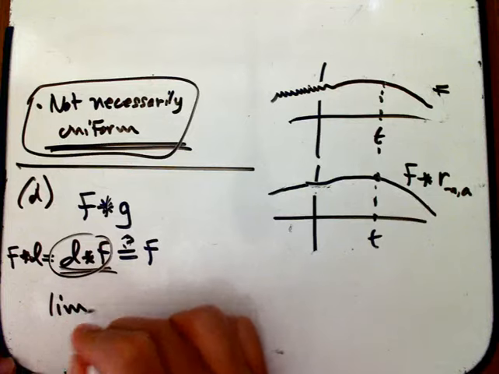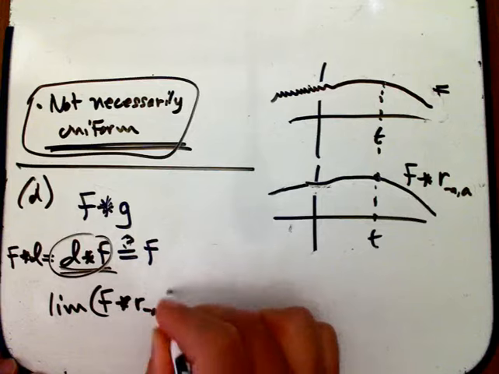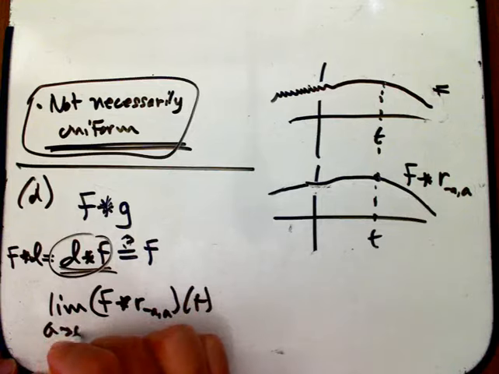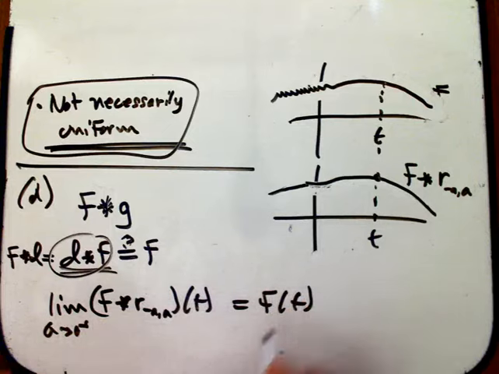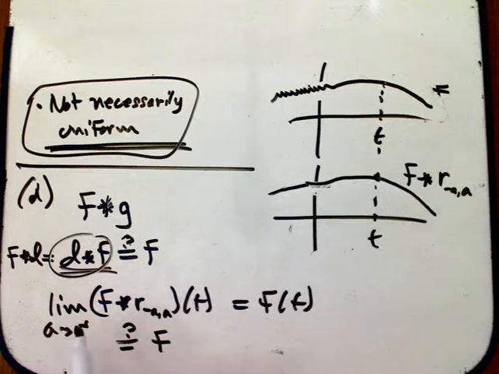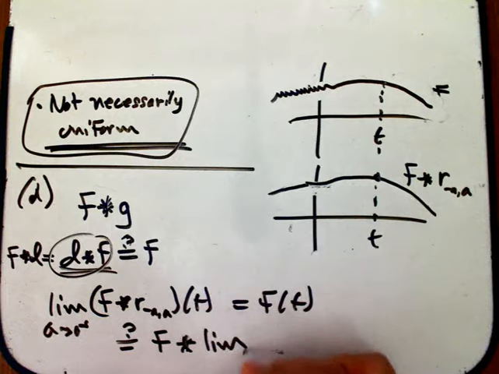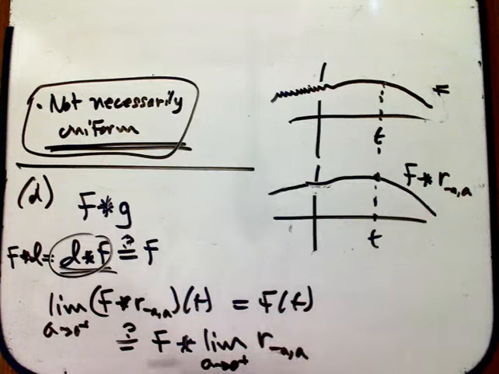We saw that the limit of f star r minus a of t as a goes to 0 plus was equal to f. Okay, so wait a minute, maybe we could pull the limit inside here. Big, big question mark here. Is the limit of a convolution, where one of these functions is a variable function based on this parameter, the same thing as f star the limit? I'm not suggesting this is necessarily true. In fact, there are some very big issues with playing these kinds of games. But that would be a suggestive thing to do.